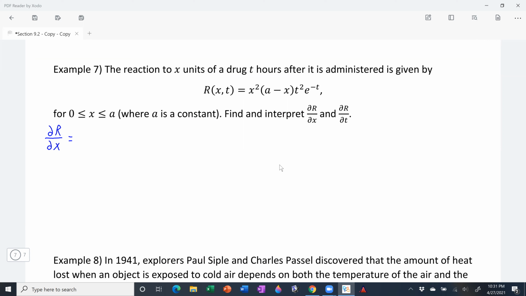And so what I'm noticing here is since the T squared and the E to the negative T, those are both constants right now, right? So what I want to do is, it just helps for me if I think about constants as multiplying into the front. So I'm just going to rewrite this as T squared E to the negative T, multiplying in the front. And then I'm going to distribute that X squared in here, and we get AX squared minus X cubed.